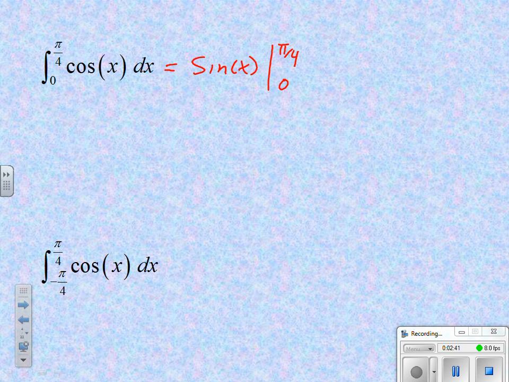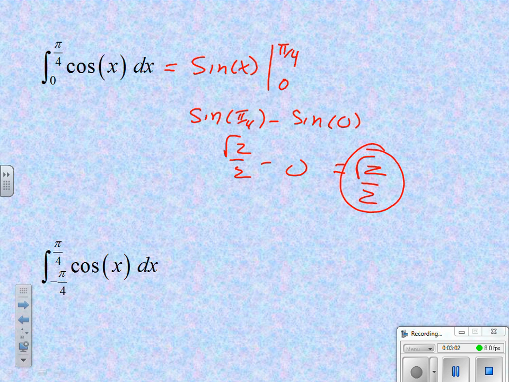Once you have your antiderivative, get rid of your integral symbol. So this becomes the sine of pi over 4 minus the sine of 0. The sine of pi over 4 is square root of 2 over 2. Sine of 0 is 0, and this integral turns out to be square root of 2 over 2.